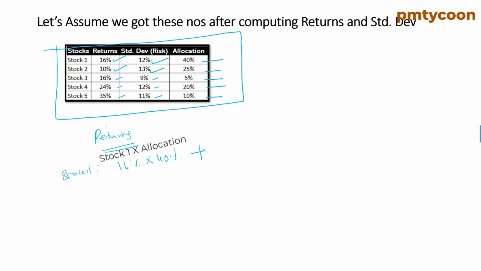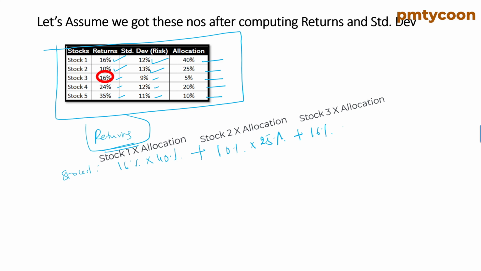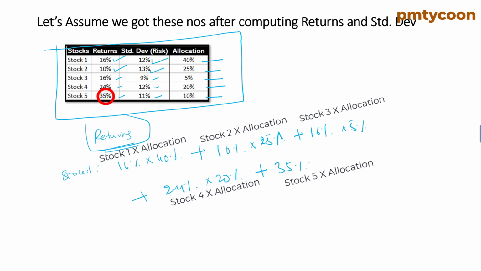Plus, since we're doing it for returns, let's only look at these numbers for a moment. 10% into 25% plus 16% into 5% plus 24% into 20% plus 35% into 10%. If you do the math, you get a number. That number is going to be the returns for the portfolio.